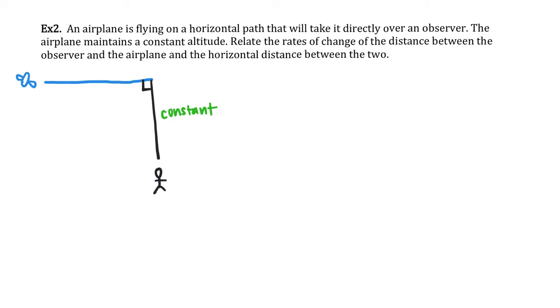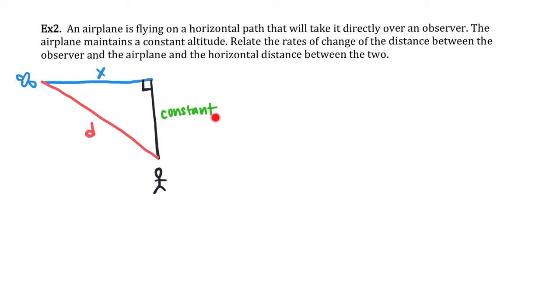Relate the rates of change of the distance between the observer and the airplane. Let me draw the observer to the airplane, and the horizontal distance between the two. Okay, this looks like Pythagorean theorem again. They're not all Pythagorean theorem, but these two happen to be Pythagorean theorem. Okay, so horizontal distance between the two is this one. Let's give it a letter. I'm going to call it x because horizontal makes me think of x. Okay, on this side, distance between the two. Any variable you like, I'm going to go with d for distance.